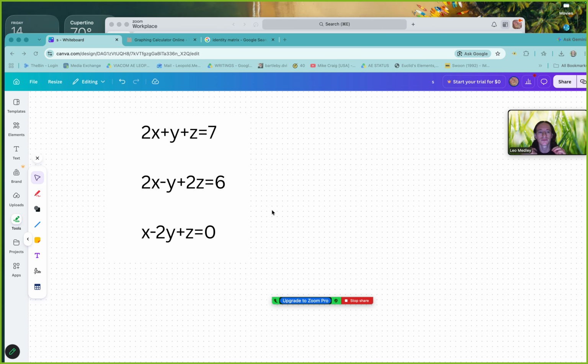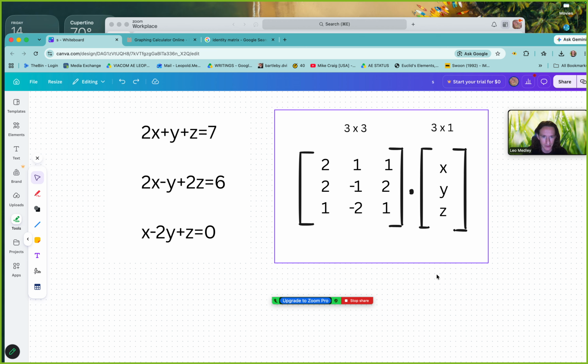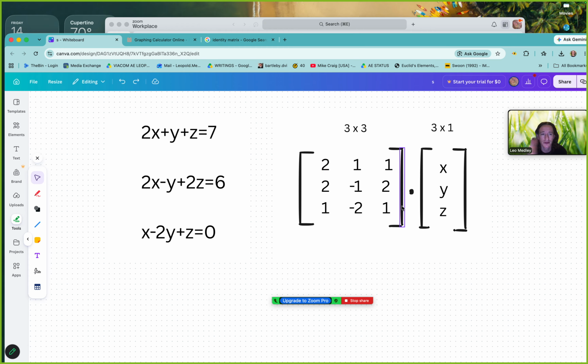What you can do is utilize matrix methods to solve systems of equations. So look, we can build a matrix. We can basically say the same thing. It's an equivalent expression using matrices, basically.